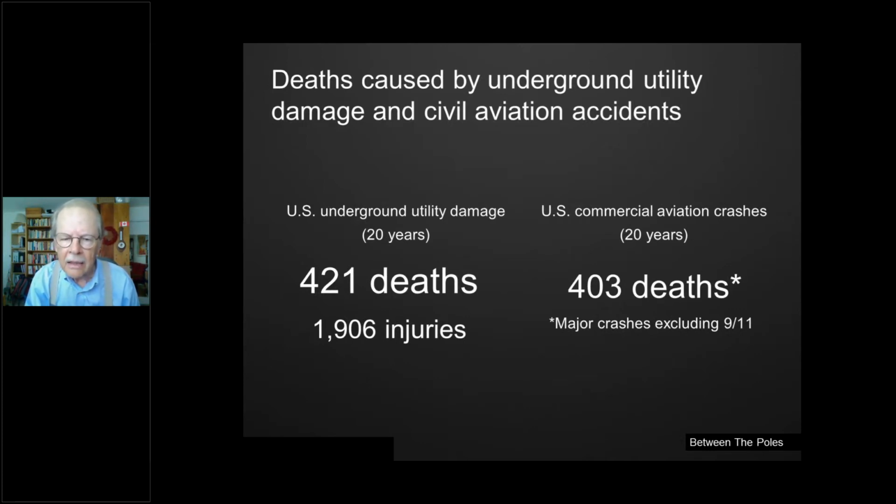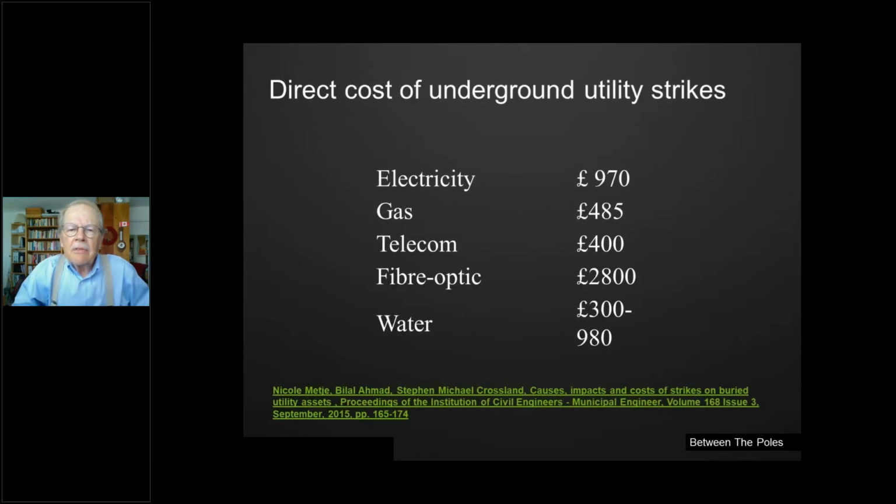The cost of utility strikes in the UK, from a study done by the University of Birmingham, varies for different types of underground infrastructure, but it's roughly on the order of 1,000 pounds. But these are only direct costs. These are just the costs incurred by the water utility, or by the telecom, or by the gas utility to fix the problem.